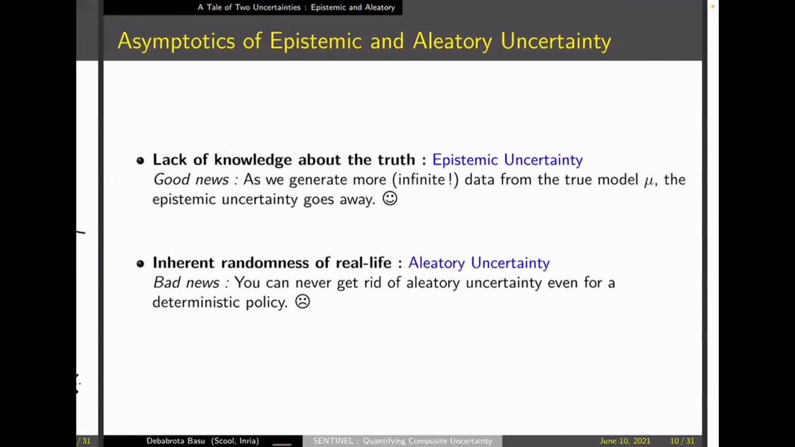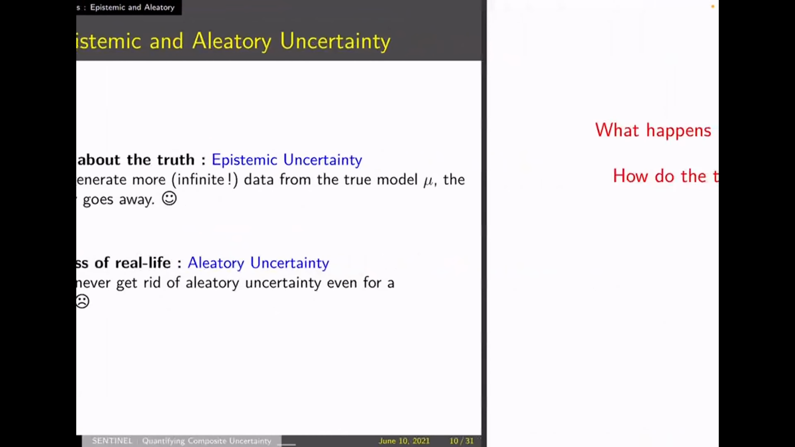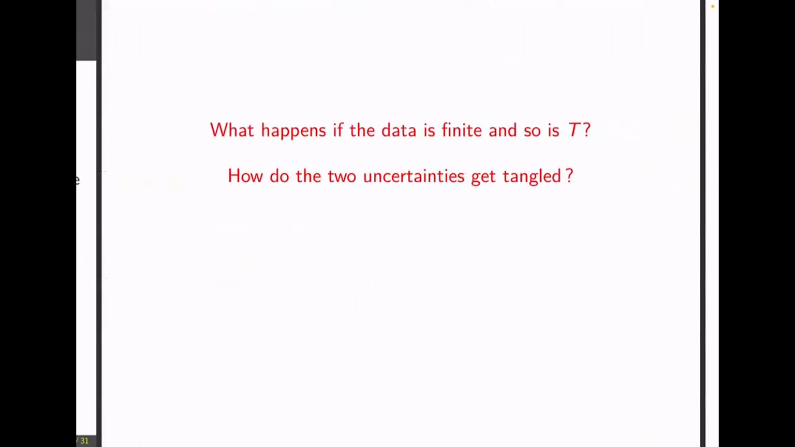But now, how do they interact? That is not very clear still in the community, and we wanted to understand that. So the question is, what happens if the data is finite? If you don't have access to infinite data, which is reality. And if the planning horizon is finite, so if T is finite, by the time of your decision making, you can never have access to infinite data. So how are we going to make decisions under these two uncertainties? And how do these two uncertainties get tangled in this finite data?